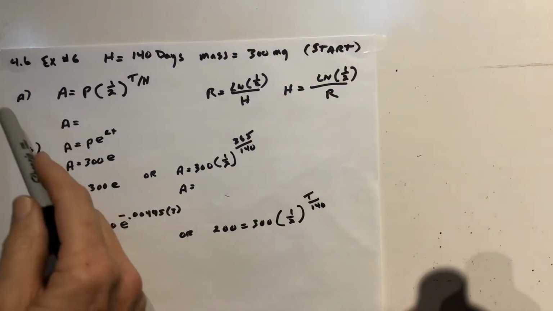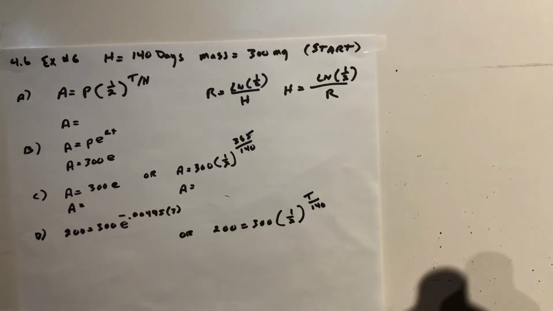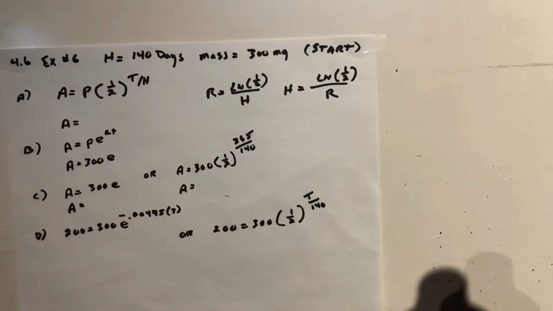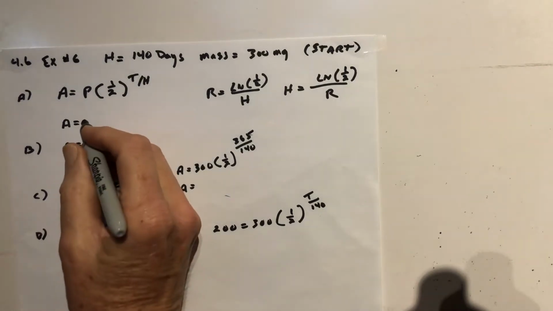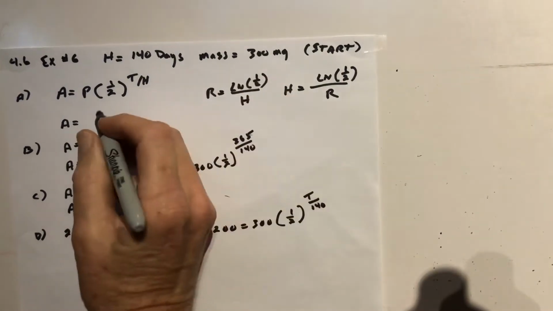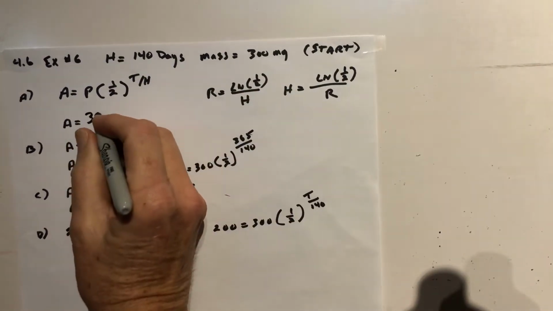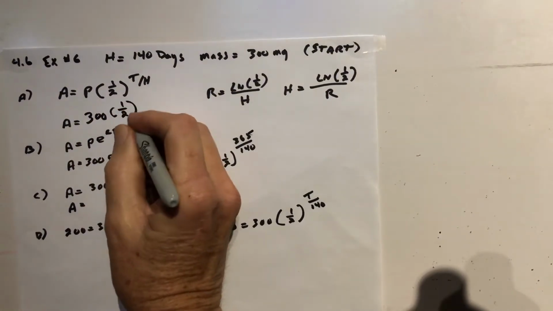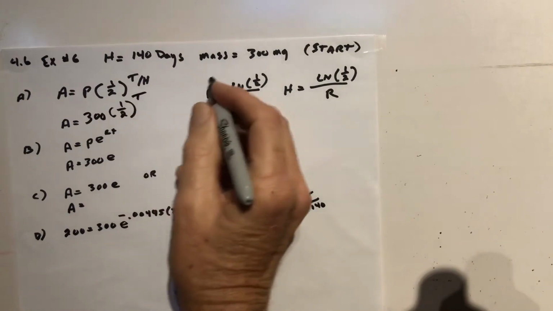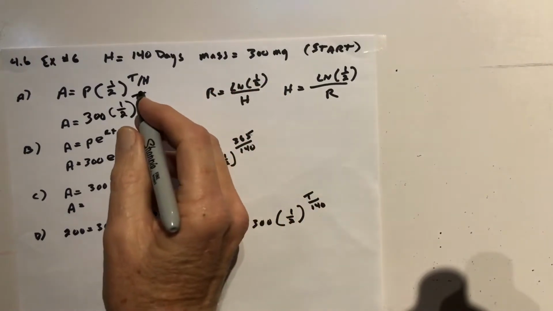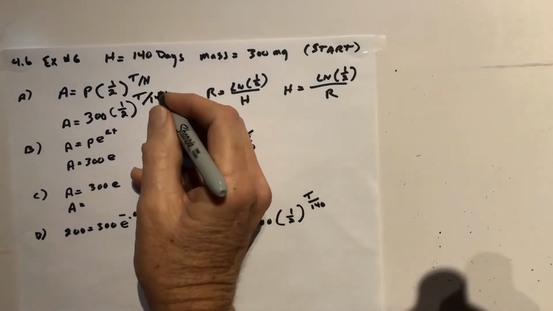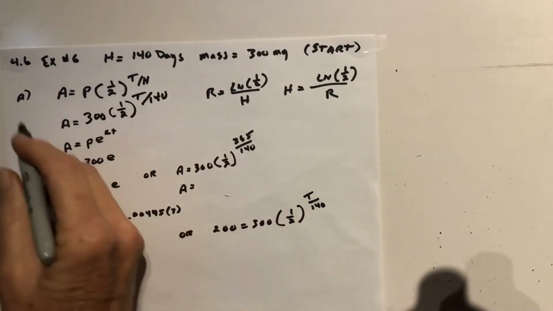In step A, it says come up with a formula. Well, here's the formula, but plug in what we know so far. So it would be A equals starting with 300. We don't know the time, but we do know the half-life is 140 days. That would be the formula for part A.